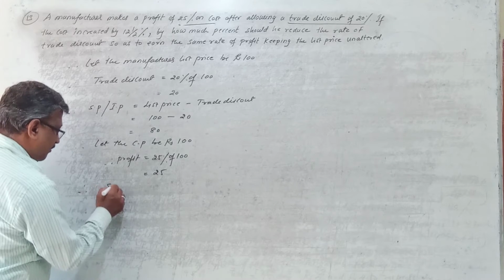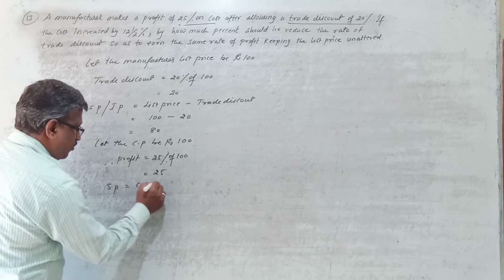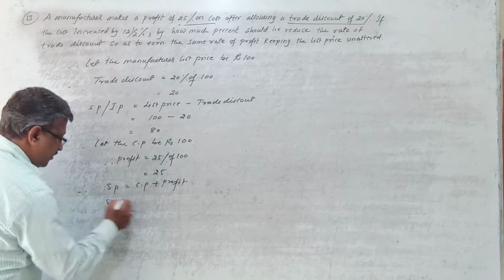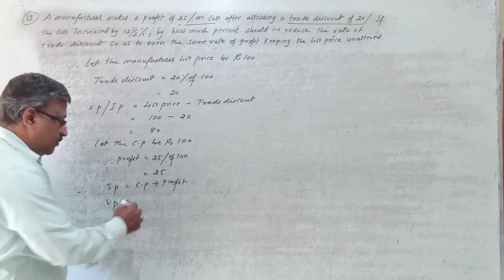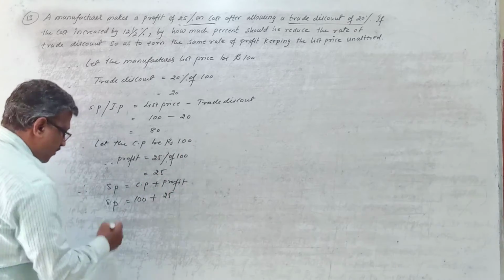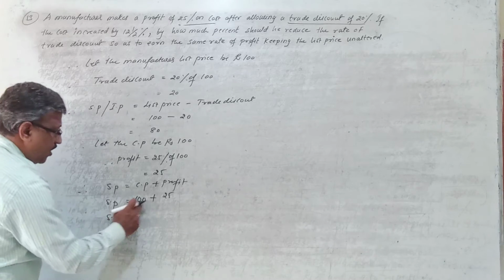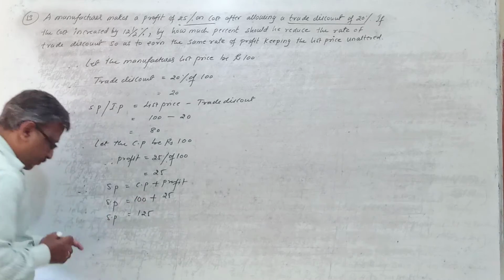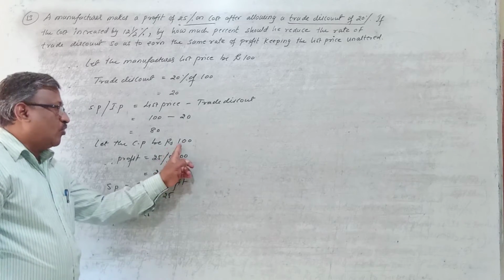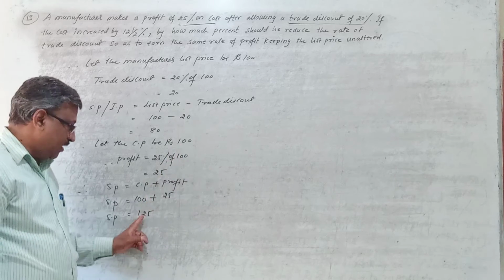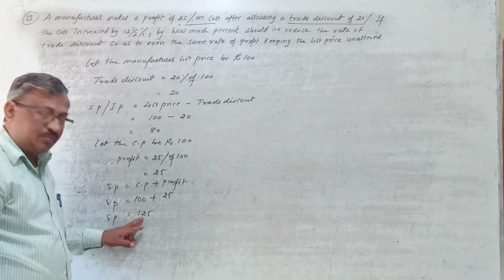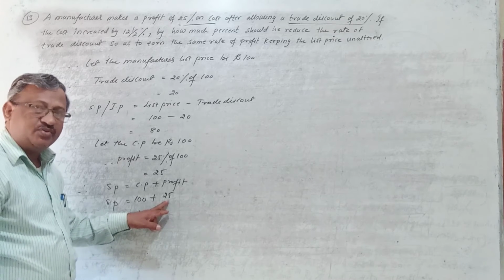So how do we determine the selling price? Selling price is nothing but cost price plus profit. The selling price is equal to, what is the cost price we have assumed? It is 100. And on 100 rupees, how much profit do you want? 25 rupees profit. So the selling price comes to 100 plus 25, which is 125 rupees. As per our assumption, if the cost price is 100, the selling price comes to 125 rupees.